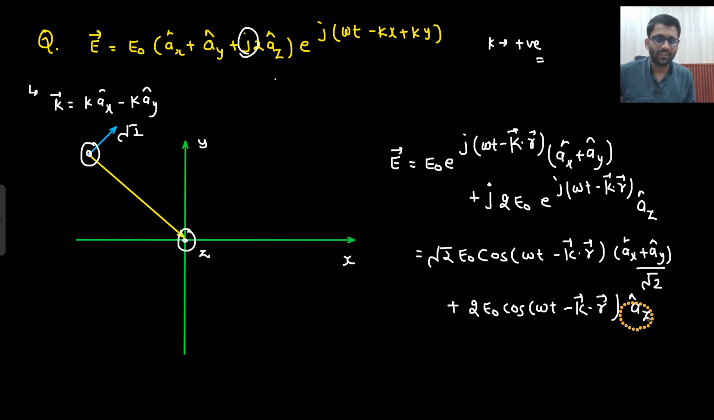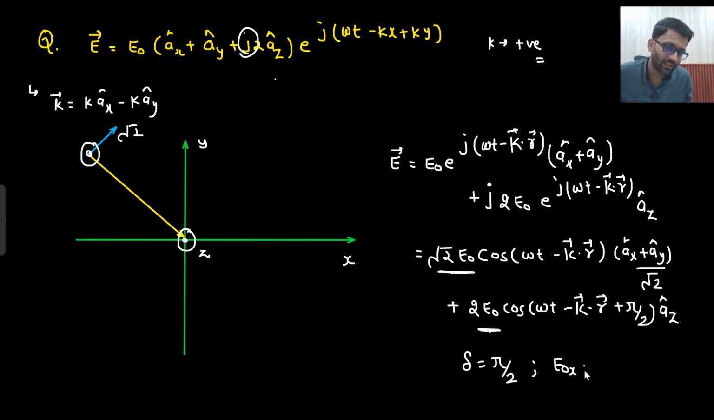Now the phase shift is also there, no? The phase shift is j, so it would be plus pi by 2, az cap. This is the direction, this is also a direction; this is pure magnitude, this is also magnitude. So what is the phase shift? The phase shift is pi by 2. But here E naught x is not equal to E naught y. So that means it is elliptical polarization.